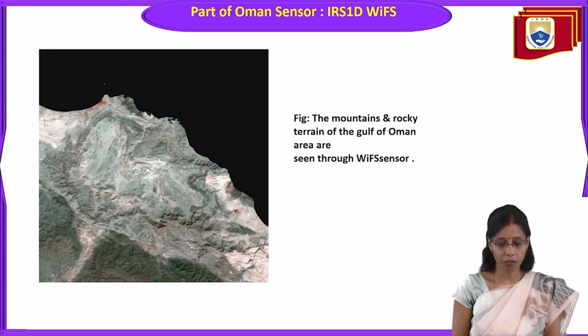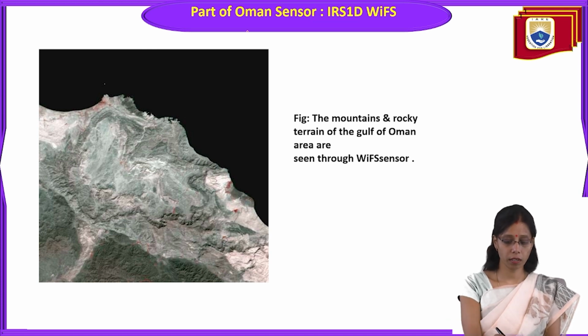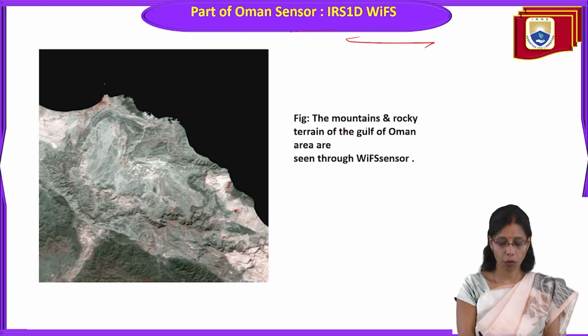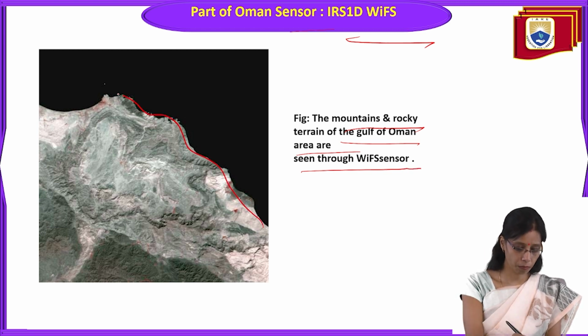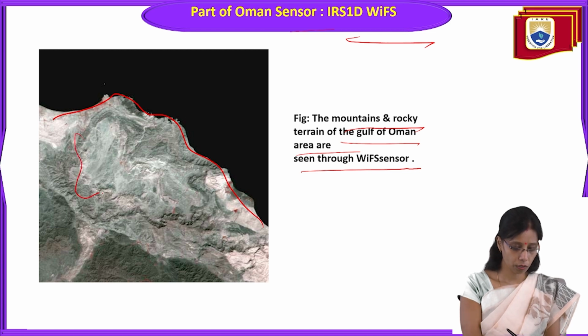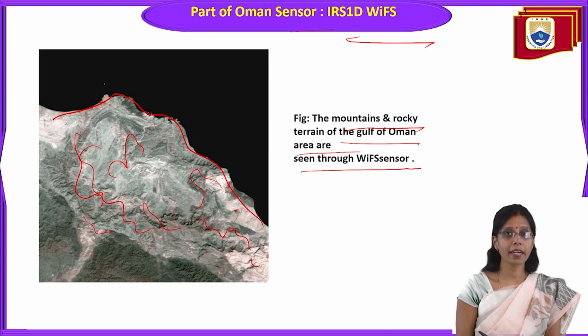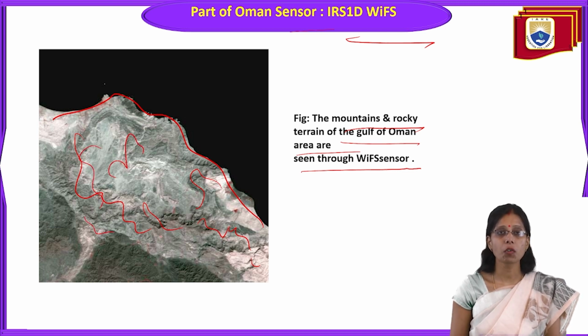Okay. Now we have part of Oman's sensor. This is IRS 1D WiFS. So the mountains and the rocky terrain of the Gulf of Oman area seen through a WiFS sensor. So you can see just the texture of the mountain, right? The texture is very rough and it is somewhat looking very much elevated. So that's how we can identify it is a mountain region.